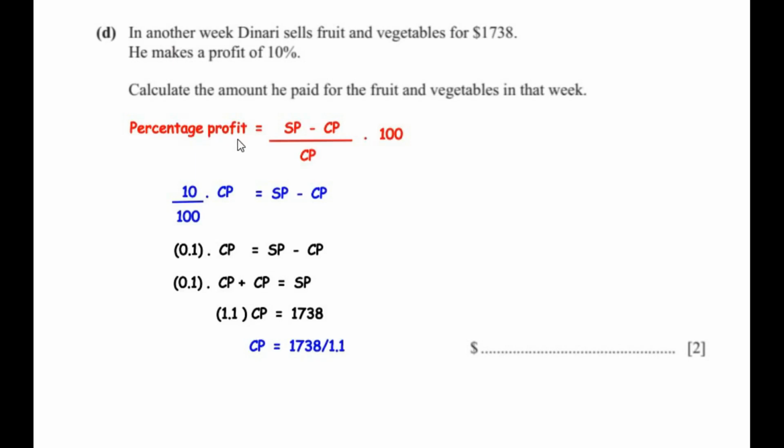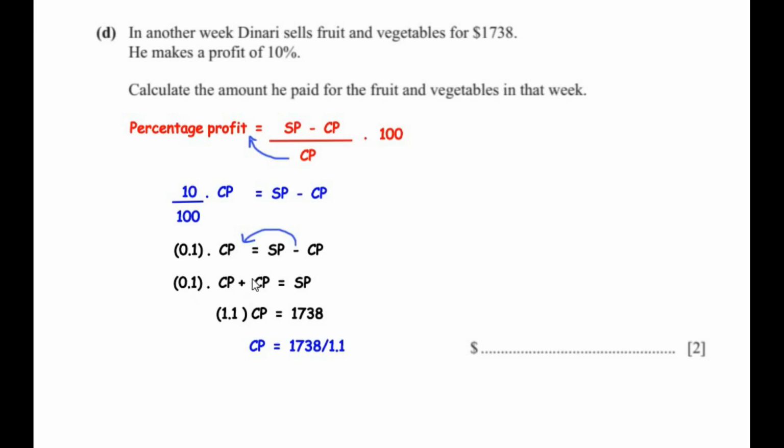The formula for percentage profit is selling price minus cost price over the cost price times 100. Now the percentage profit is given as 10%. So I have written 10 over here and taken the 100 on the other side since it is a percentage. So 10 over 100 times. Now at the same time the cost price also multiplies with the 10%. So here we get 10 over 100, that is 0.1 times the cost price is equal to the selling price minus the cost price. Now let us take the minus cost price on the left hand side. So we get 0.1 cost price plus 1 cost price is equal to selling price.